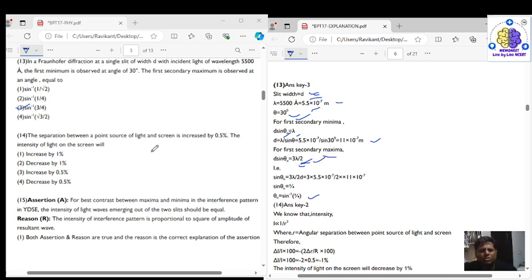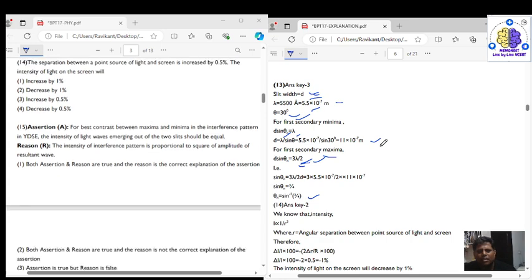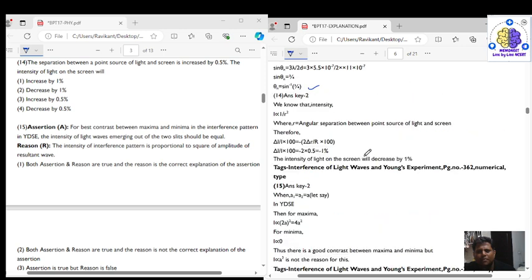Now coming to question number 14. Question number 14 says that the separation between the point source of light and the screen is increased by 0.5%. The intensity of the light on the screen will, see, the intensity is inversely proportional to r square. The intensity of the light follows the inverse square law, right? Where r is the separation between the point source of the light and screen.